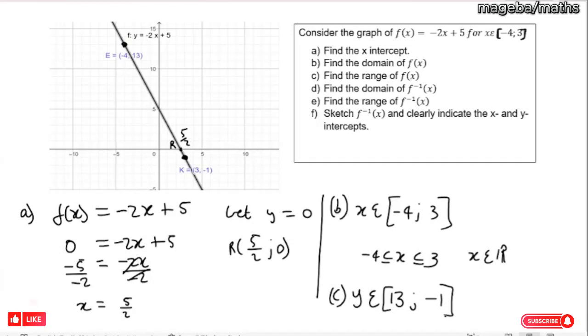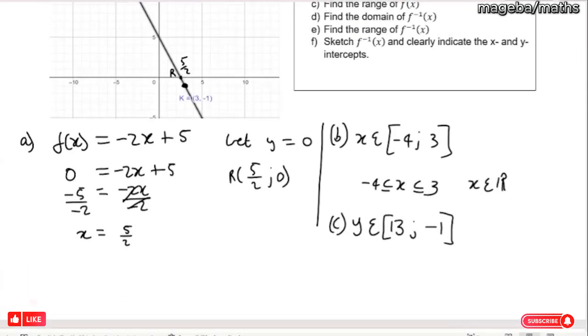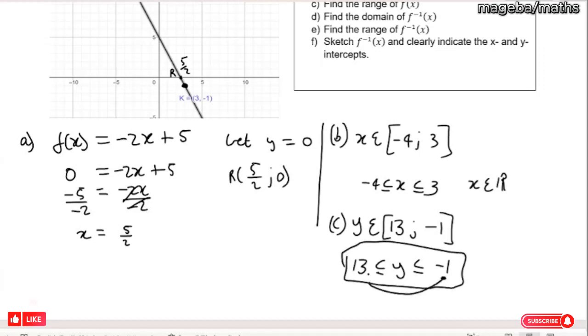Now let's find another notation for this. The notation we can use is more or less the same as this one, where 13 is less than or equal to y, and then less than or equal to negative 1. But remember, we can't use it like this, since negative 1 is less than 13. So we say negative 1 is less than or equal to y, and then less than or equal to 13. It's very important that when you're using this notation, you start with the smaller number.